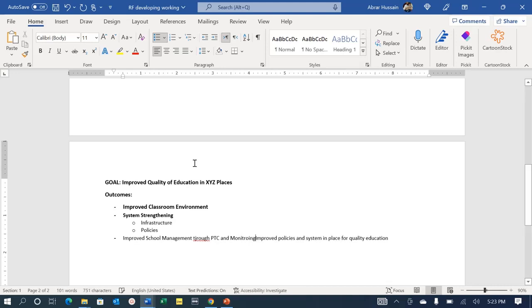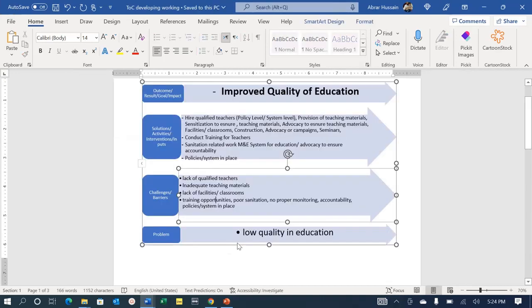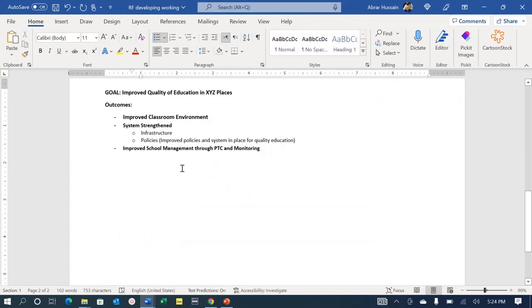and monitoring. Improved school management through PTC and monitoring. So you see that for this goal, if I improve the classroom environment, provide teaching learning material, provide training to the teachers, and under the system strengthening, if you do some infrastructure work, some policies level work, and then the school management through PTC and monitoring, you can see here the problems that were qualified teachers so that you can do with system strengthening for infrastructure and through policies, and you can provide some teachers so you can add some other outcome also, and that can come up under this outcome.